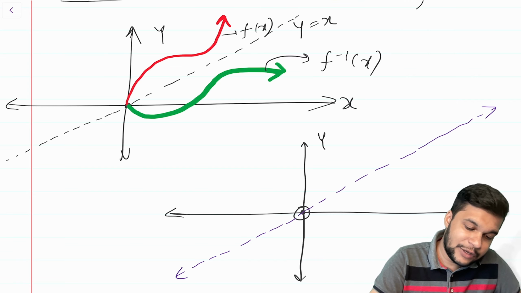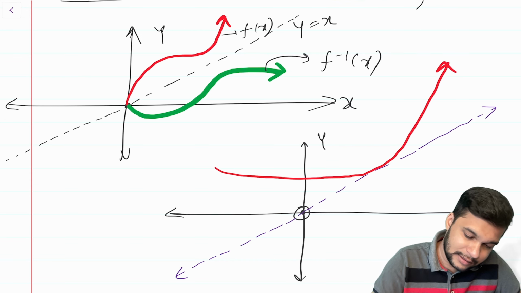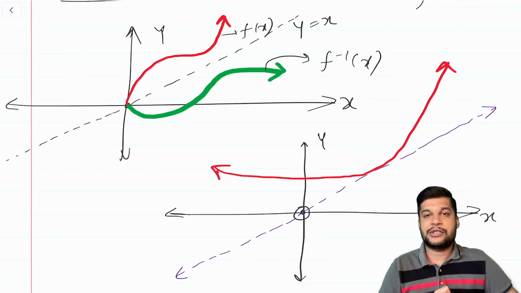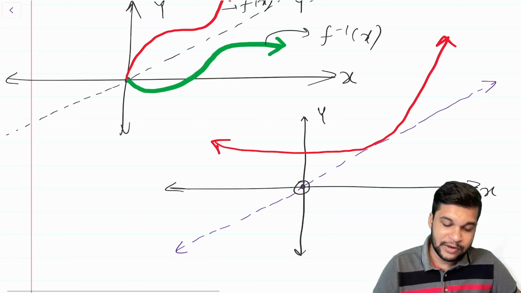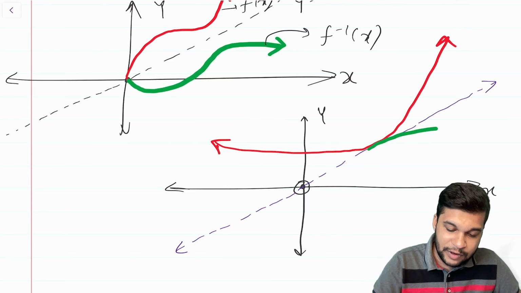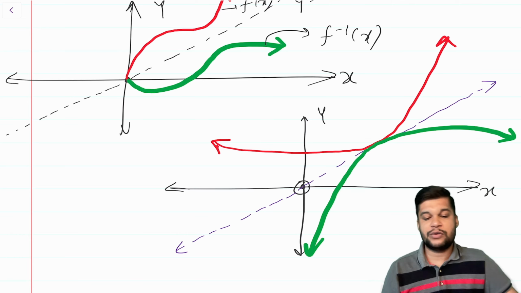Now let's say your f(x) looks like this. So how will your f inverse look like? It will be an image. So it will look something like this.